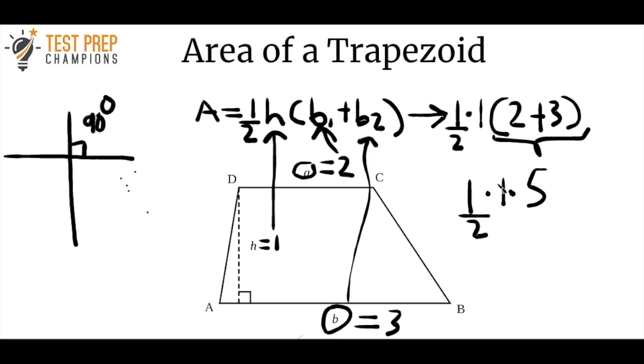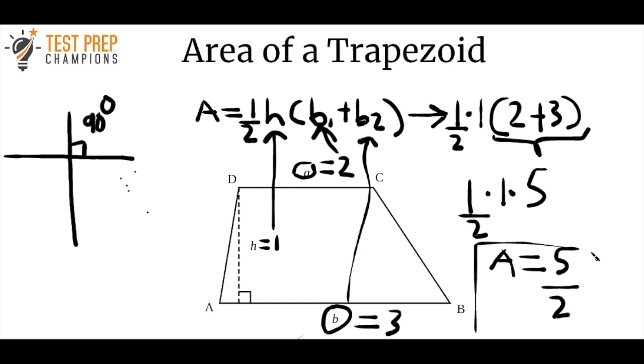Now 1 times 1 is just 1, 1 times 5 is just 5, right? So we don't even need to write these ones anymore, and we can simplify this as the area equals 5 over 2. If you had your calculator, you could turn this into a decimal, or you could take this, what's known as an improper fraction, and convert it into a mixed number if you wanted to. You know it's an improper fraction because the top number, which is called the numerator, is bigger than the bottom number, which is called the denominator, but that's not really important here.